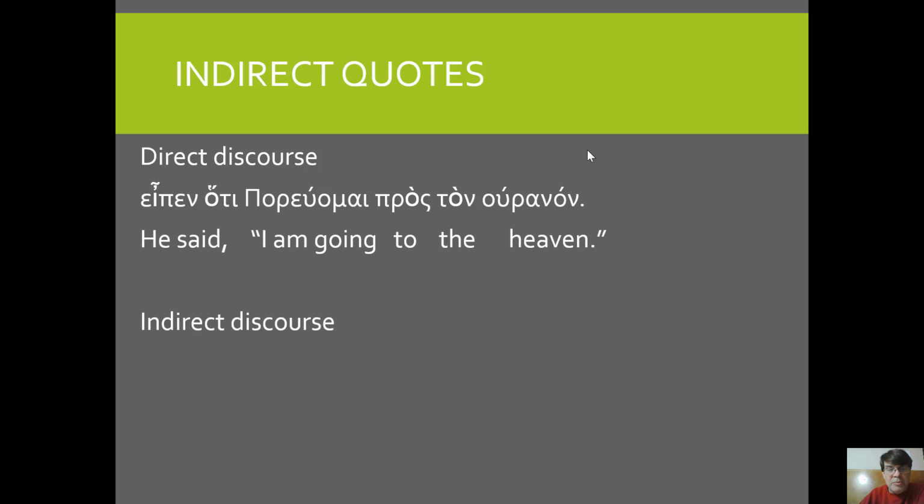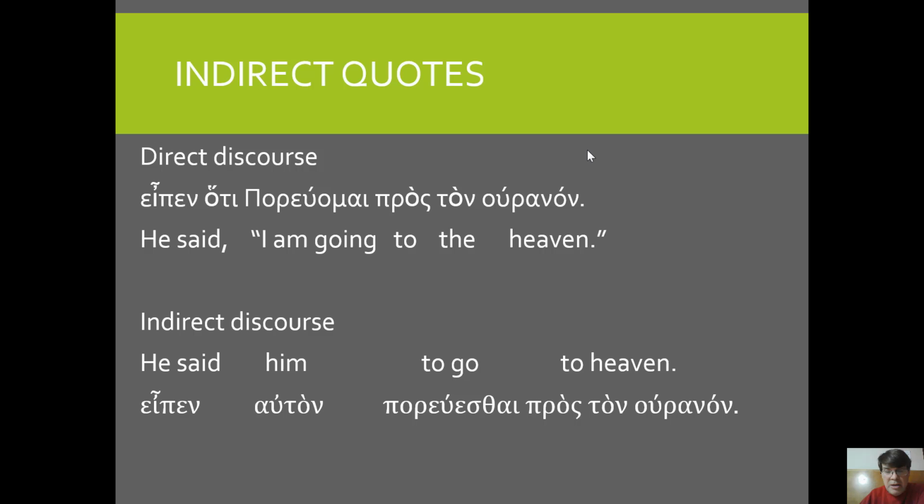But indirect discourse can be done with an infinitive. He said him to go to heaven. He said him to go to the heaven. So you see, we said the same thing, but this said it directly as a quote. Indirect discourse often will use an infinitive. Poreuesthai is an infinitive. Six out of the seven infinitives end in -ai. -sthai is a middle or passive kind of infinitive. So he said him, the subject of an infinitive is in the accusative case. He said him to go to the heaven becomes, he said that he was going to heaven, when you put it in its colloquial English.